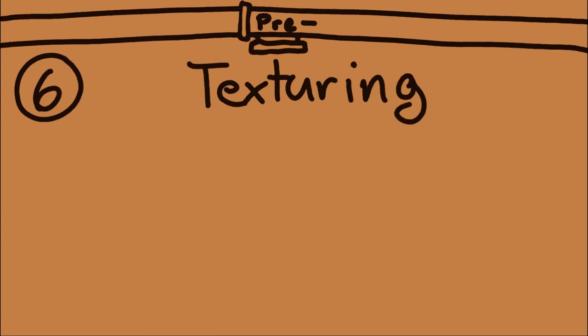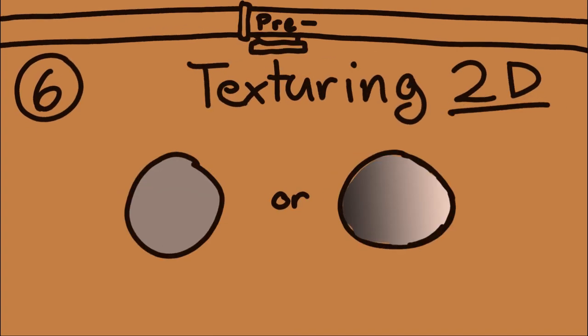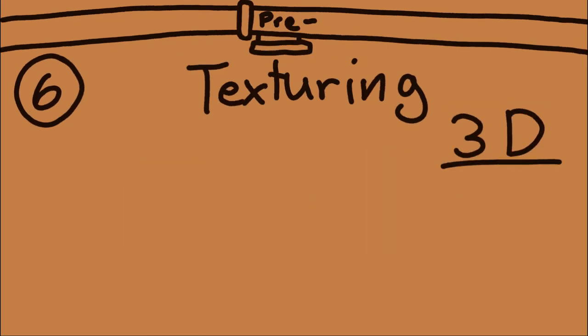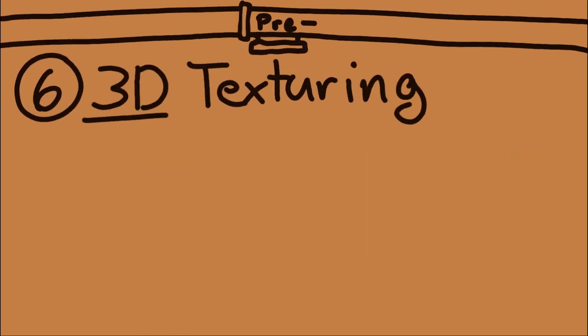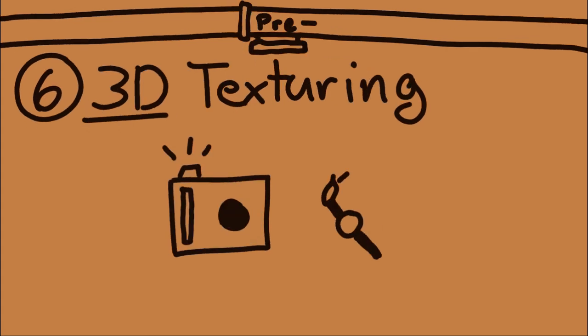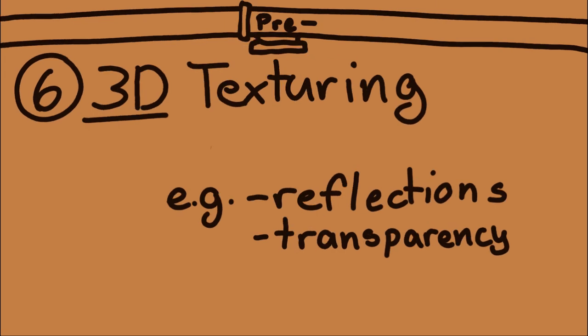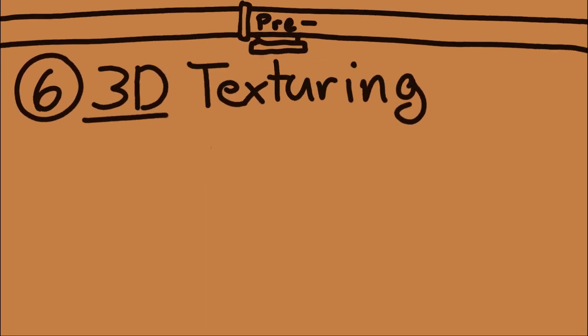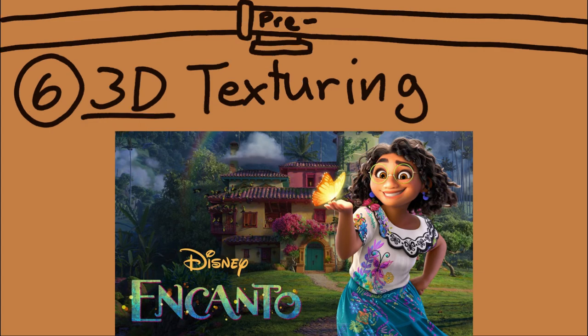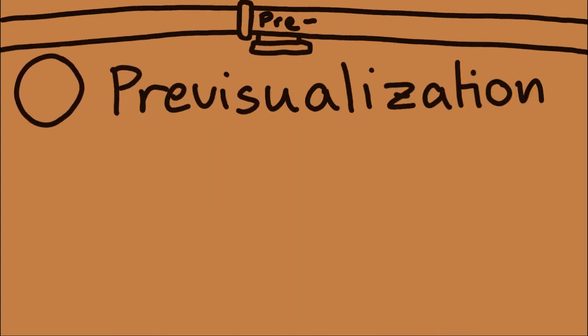Texturing also happens at this stage. In 2D animation, animators normally use a flat or gradient color, but in 3D animation, it can be much different. In 3D, it can be anything from a solid color to hand-painted or even photographic imagery. The way light behaves across the surface is also controlled through texturing. A film with a good example of detailed texturing is Encanto from Disney. If you look close enough, you can see the fine details or textures of Mirabel's dress.